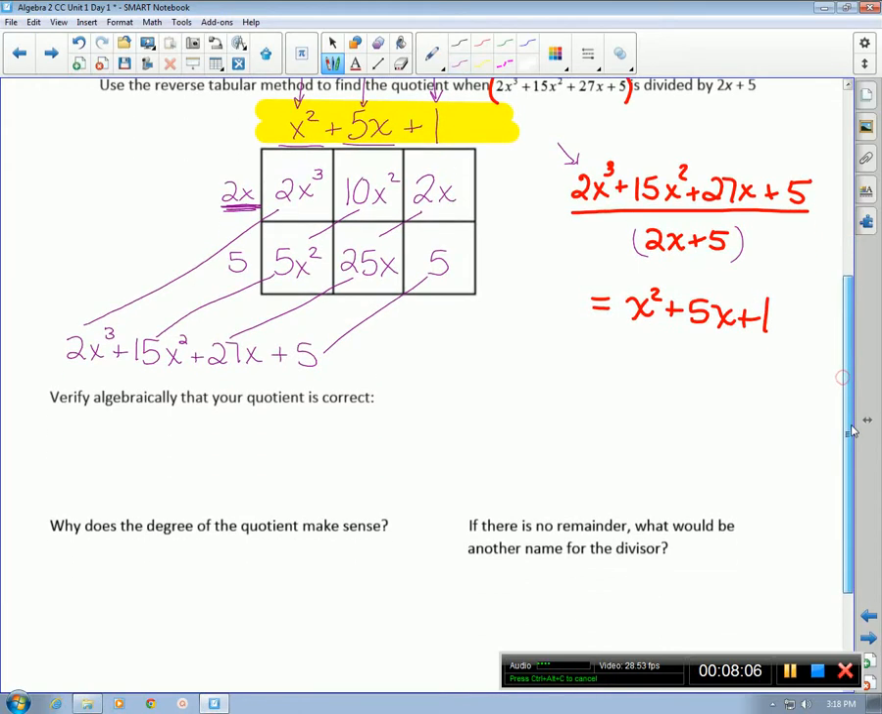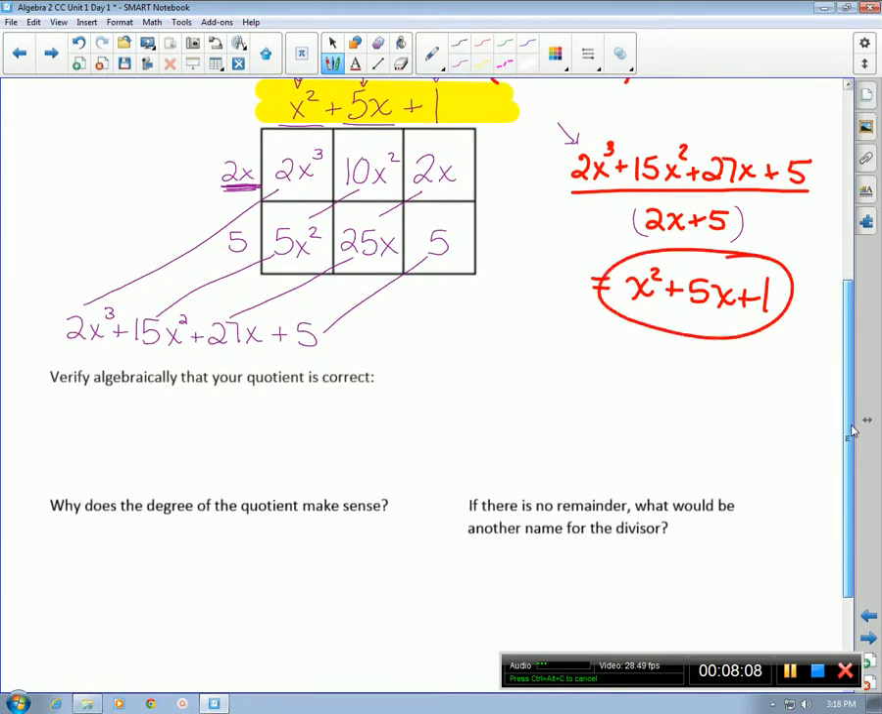Now they'd like us to verify that it's correct. So from earlier, we know one way we could verify would be to multiply those two together. Our quotient times our divisor should give us our dividend. So let me just do some distributive property.